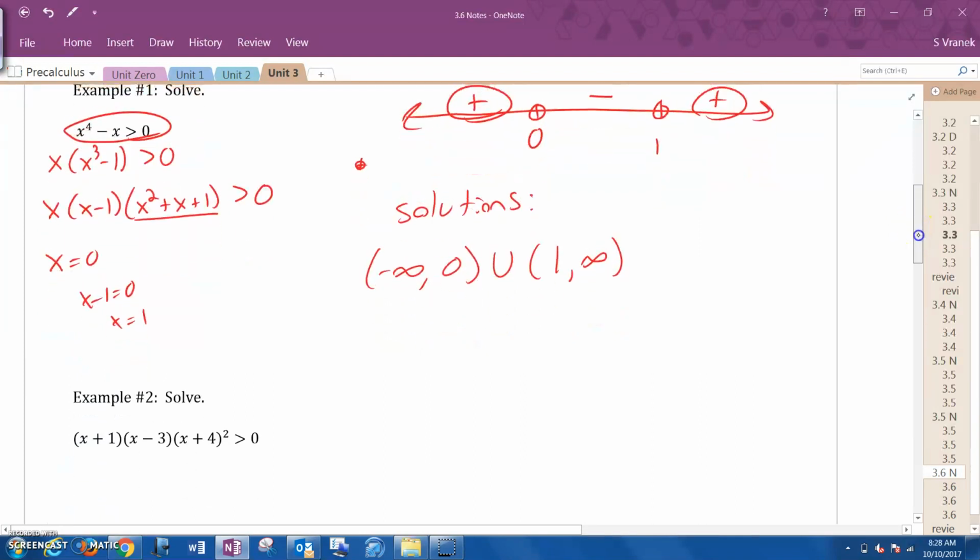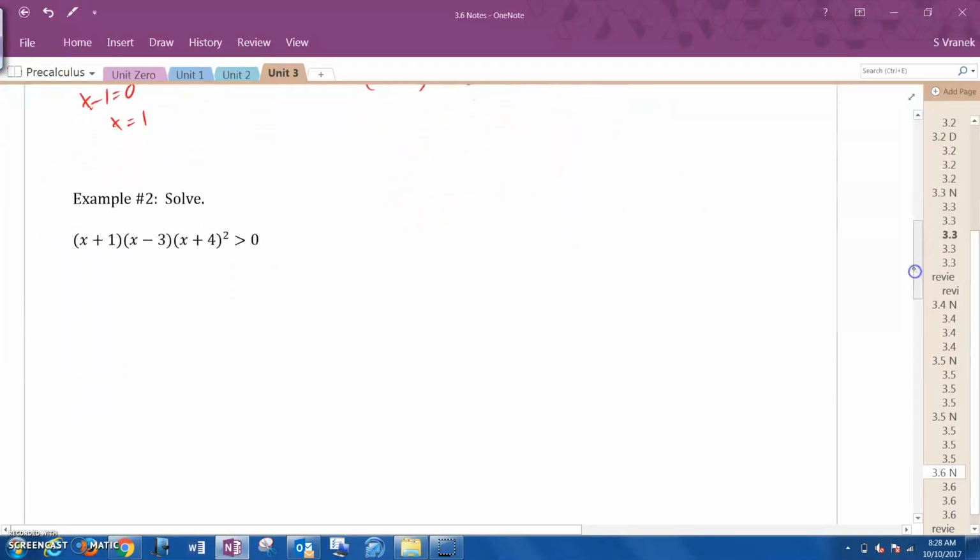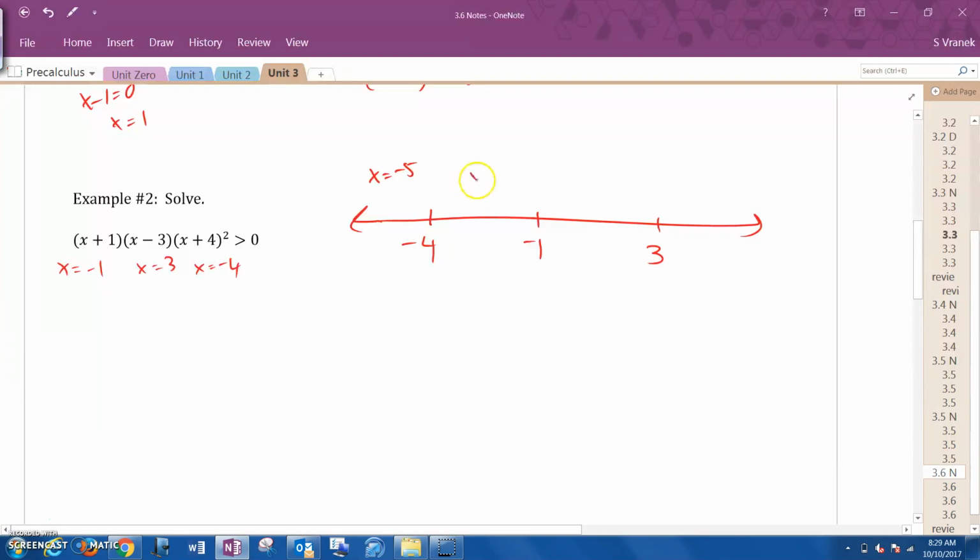Let's look at number 2 then. Number 2 is already factored for you, which is kind of nice. So all we have to do is put our zeros on the number line. There's a few of them. So we get x equals -1, x equals 3, and x equals -4. So you want to start with the most negative, and then -1, and then 3. So now that we're going to test these, I'm going to use -5, maybe -2, 0, and 4.